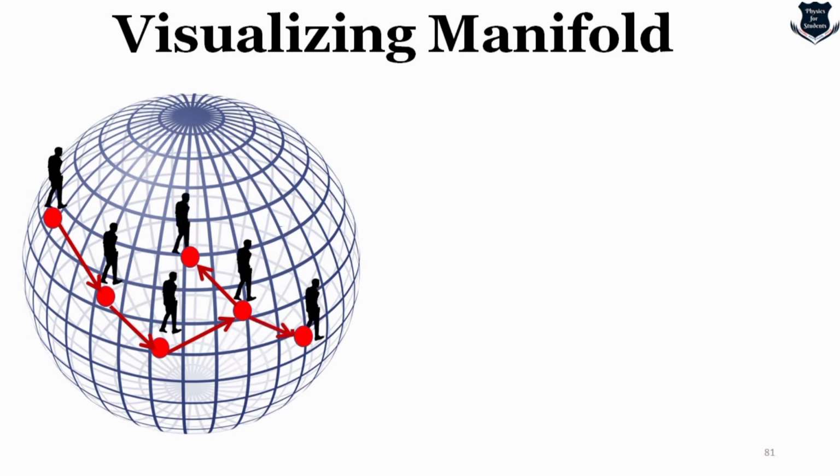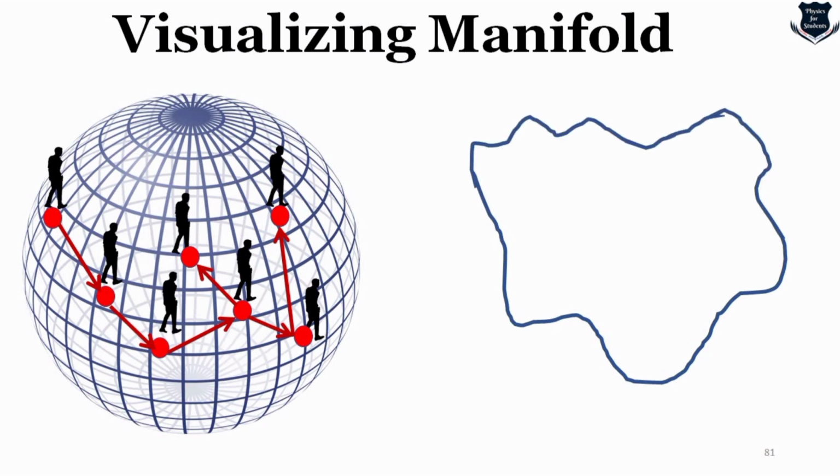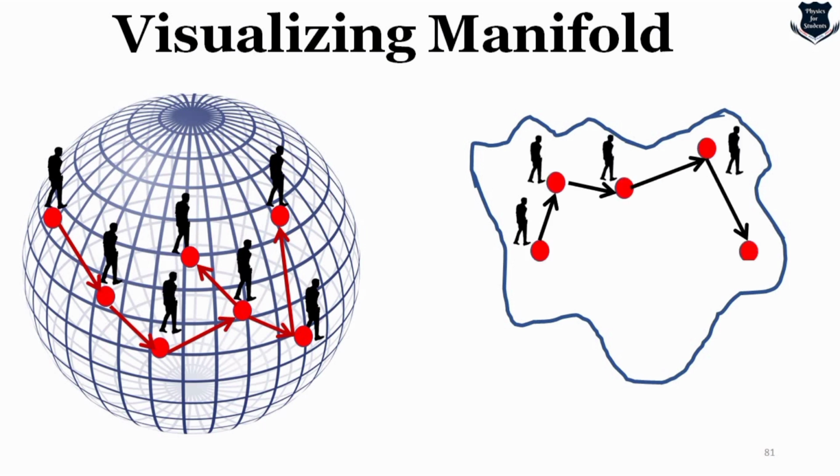So how can we visualize a manifold? This is a sphere, this is a person standing, and the person moves from one point to another, right? From here to here, and further here, and here, and here. So the person is moving in different ways, right? And now we have a manifold. We know what a manifold is, right? So this is a manifold. The same person now starts moving from here to here, to here, to here, and so on.